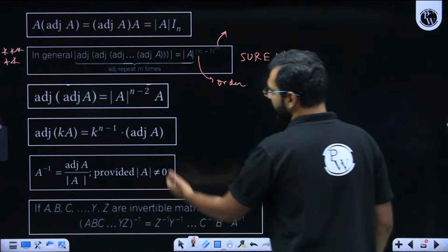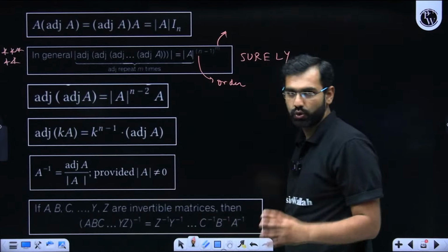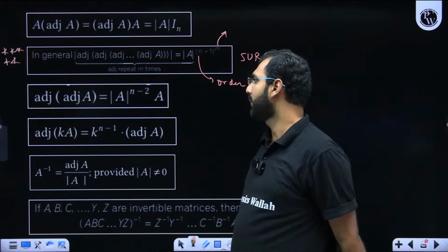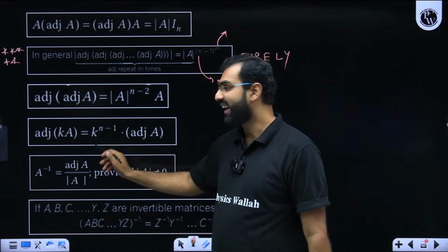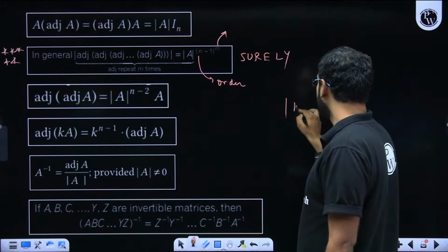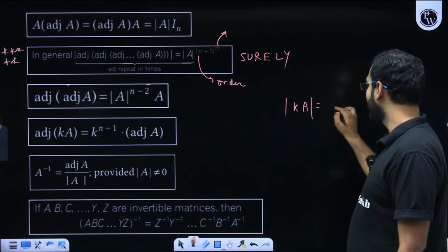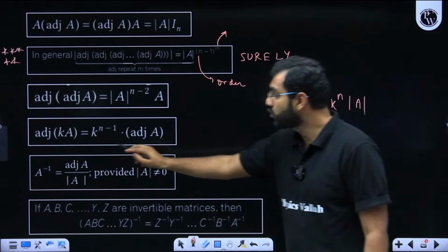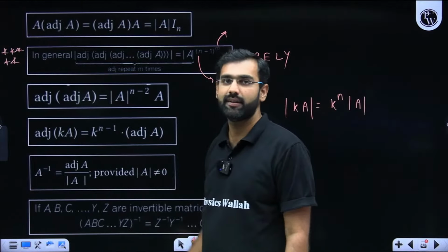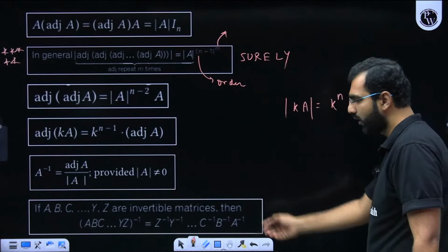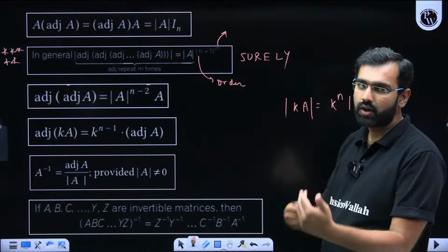And of course, these are the ones. Adjoint of A, you use it a lot many times. Determinant of A to the power n minus 2 times matrix A. Adjoint of Ka is K to the power n minus 1, adjoint of A. Don't confuse it with this. Determinant of Ka is K to the power n times determinant of A. That's different. This is adjoint of Ka. So this is K to the power n minus 1, adjoint of A. They are different. A inverse we know. Inverse for product of matrices, the order reverses.